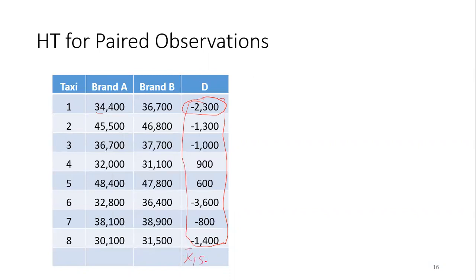I will call X bar D bar, since it's the average of the differences. I will use a different notation, but the whole process is the same, okay? So it turns out that the D bar, the average, is 1,000, okay, so that's probably a minus.